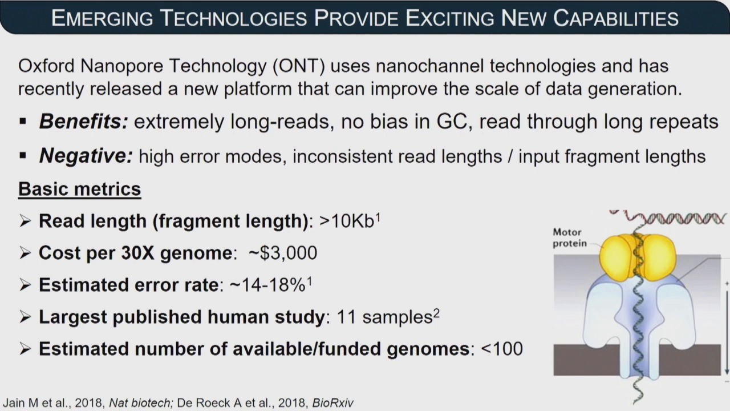And the read lengths are extremely inconsistent, and a lot of this has to do with how hard it is to get the right fragment lengths. And so the costs are dropping. We're estimating around $3,000 right now, although we don't have this as a product at the Broad Institute, so I don't have a tightly benchmarked cost. The error rates are still high, and at this point, I think the largest study is 11 samples. And out there in the community, certainly less than 100 that you can get to and download.